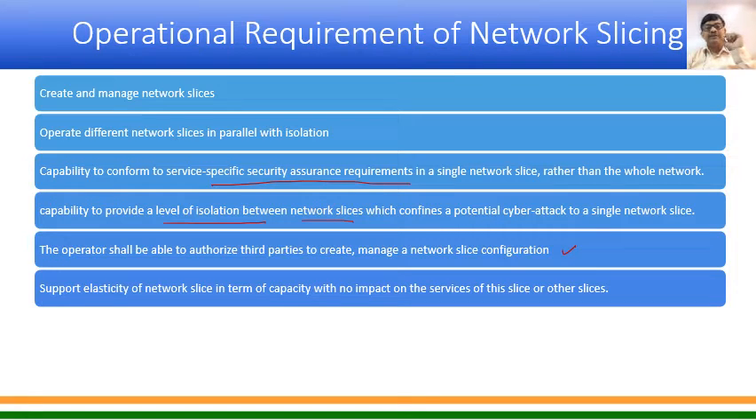The next requirement is about the elasticity of the network in terms of capacity with no impact on the services of this slice or other slice. So that means if I have to increase resources for one slice, it should not affect others which are allocated certain resources.